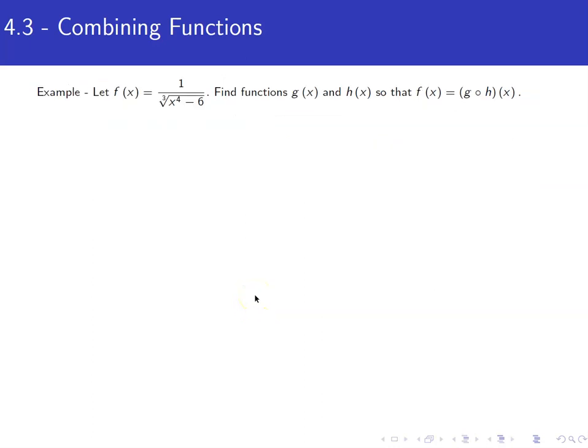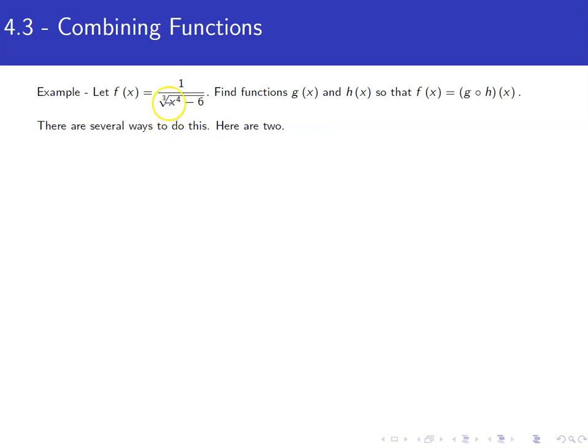Let's do one more example. Rather than doing the composition, this example asks us to decompose a function. We have f of x is 1 over the cube root of x to the fourth minus 6, and it asks us to write f as a composition of g and h. There are many ways we could do this. So let's look at a couple.